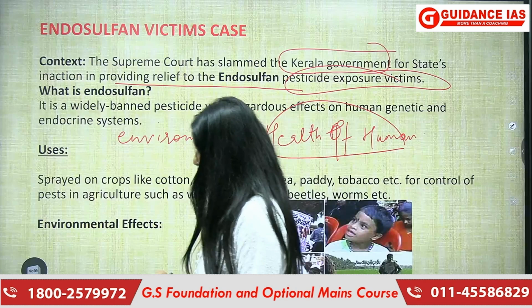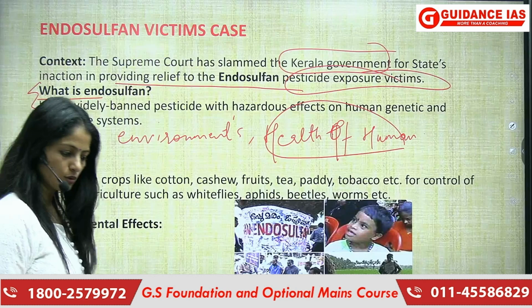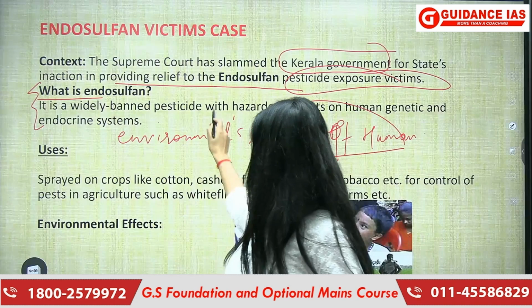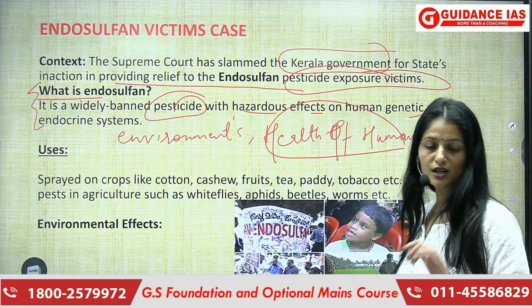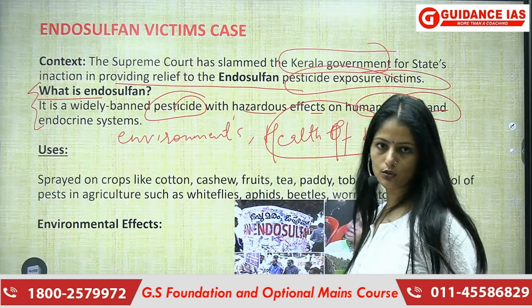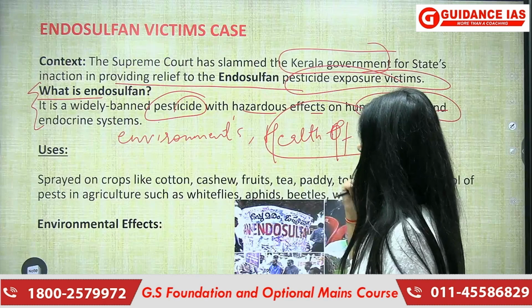एंडोसल्फान है क्या? It is a pesticide. So this is again a first thing, if you have no clue about what we are talking about, it is a pesticide we are talking about with hazardous effects on human genetic and endocrine system. Not just endocrine system, I feel genetic system is very, you know, अगर कोई genetic disease हो जाती है, it gets very difficult to treat it. So genetic changes भी ये कर सकता है. It is that harmful for our health.